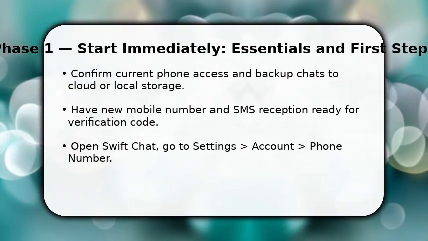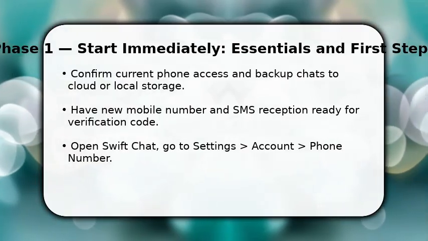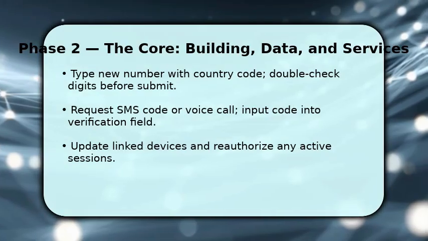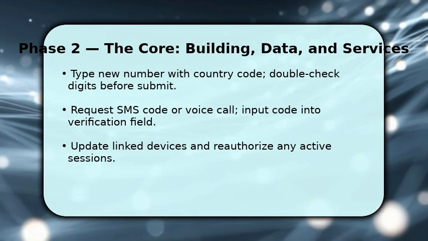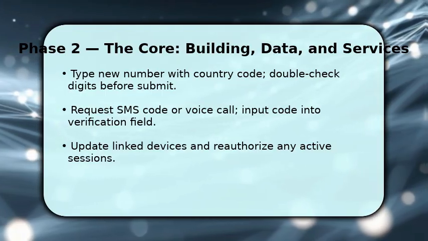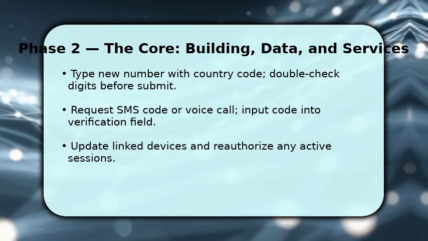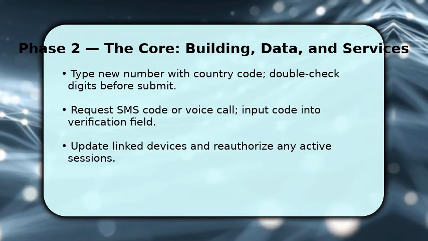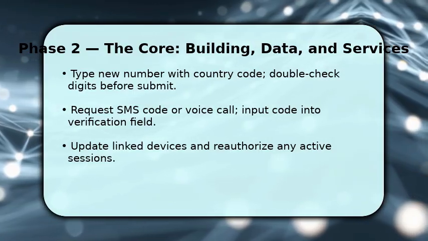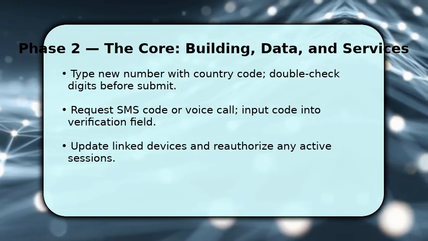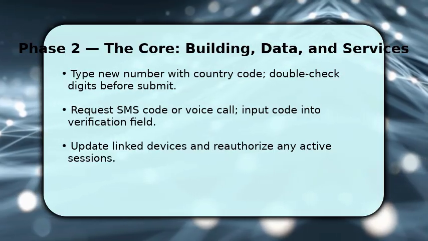Do this deliberately to avoid typos that block verification. Now type your new mobile number including the country code. A single-digit error stops verification. After you submit, Swift Chat sends an SMS code or offers a voice option. Choose what works. When the code arrives, enter it exactly and wait for confirmation. The app will migrate settings and contacts internally.